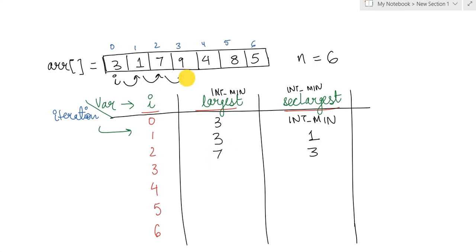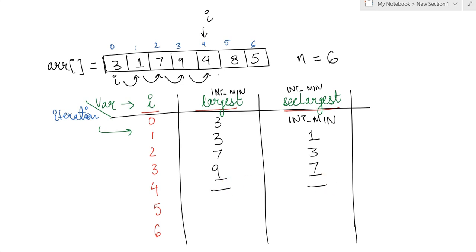So now let's again update our i. Now we are at the third index, and is array of i greater than the largest? Yes, it is greater than the largest. So we are again going to update both of these variables: second largest with largest, and largest with array of i, which is 9. Now again update i. So now we are at the fourth index. So the element is 4. Is 4 greater than 9? No, and neither is it lying between the second largest and largest, 9 and 7. 4 is below 7. So we are going to do nothing in this iteration.